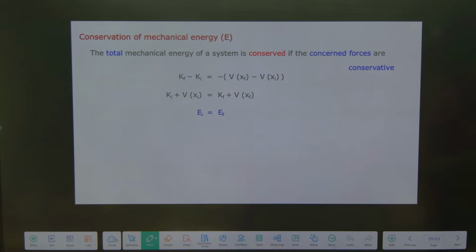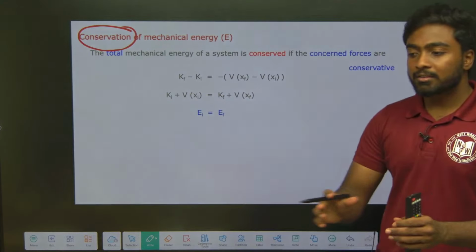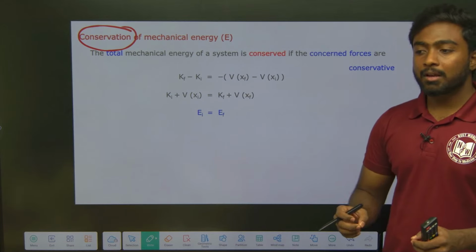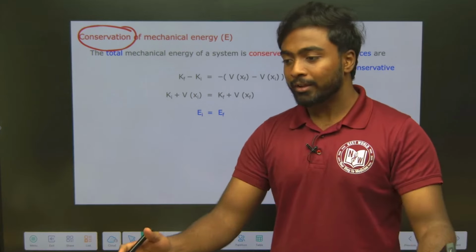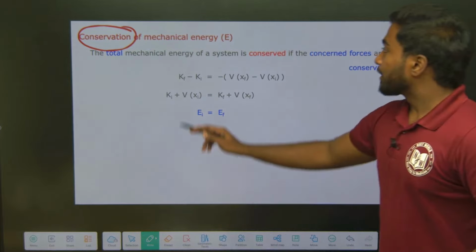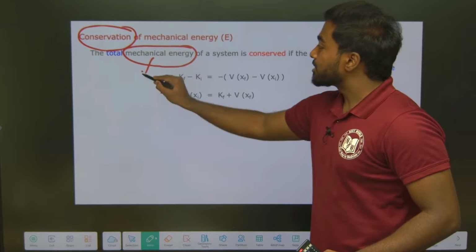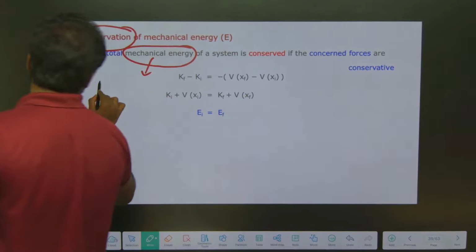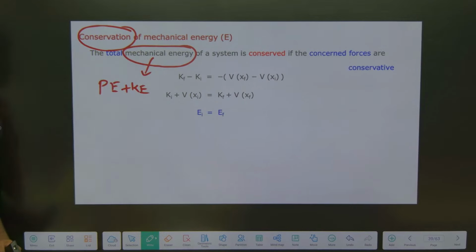Now, the conservation of mechanical energy. What is the meaning of conservation? Conserved, I am conserving something. The meaning of conservation is nothing but I am not losing anything. So the total mechanical energy means what? The sum of potential and kinetic energy, right? So potential energy plus kinetic energy is nothing but mechanical energy.